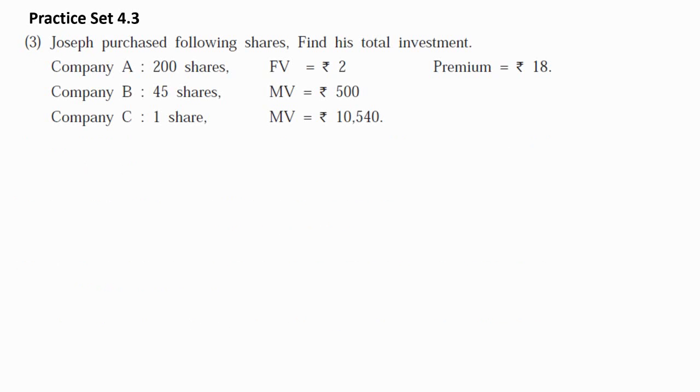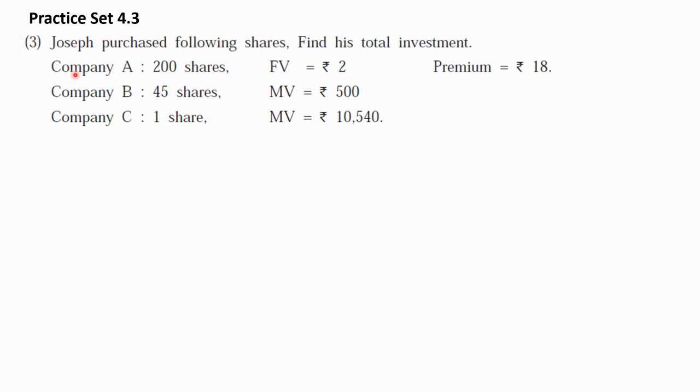Let us see practice set 4.3. This is the third sum. Joseph purchased the following shares. Find his total investment. So we have to find his total investment. So if you see, in company A, he purchased 200 shares. Face value was rupees 2 and it was at premium of rupees 18.